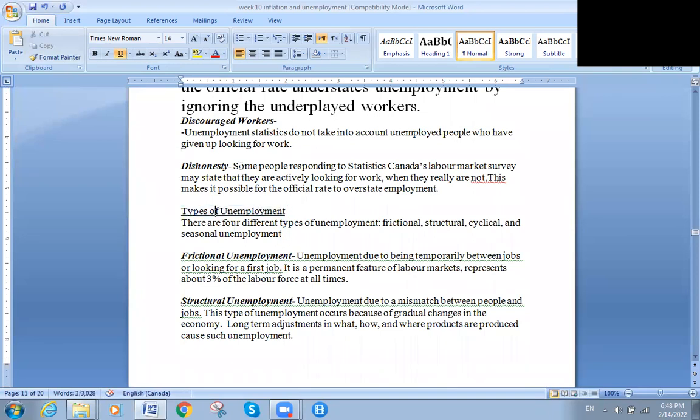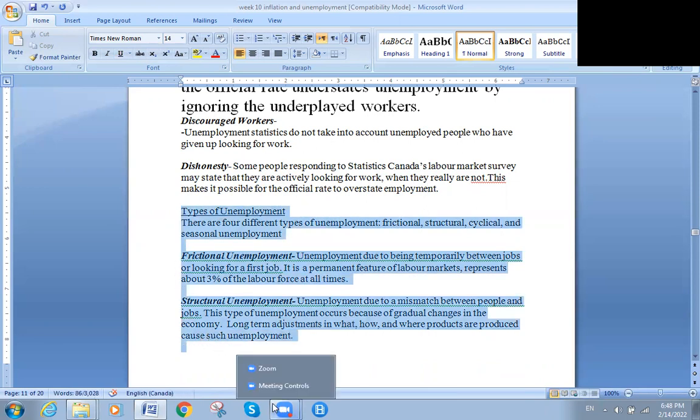Now, what I care about here is honesty. Some people responding to Statistics Canada's labor market survey may state that they are actively looking for work when they really are not. They might say, yes, I'm looking for work, but they are not. Now, this part is very, very important.